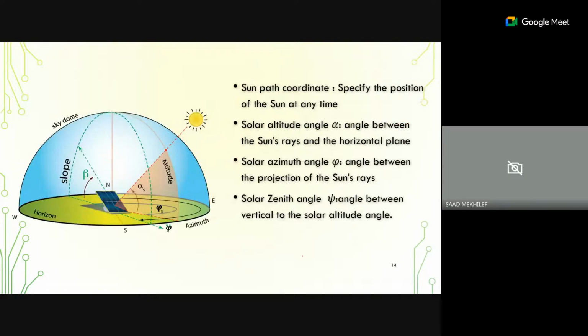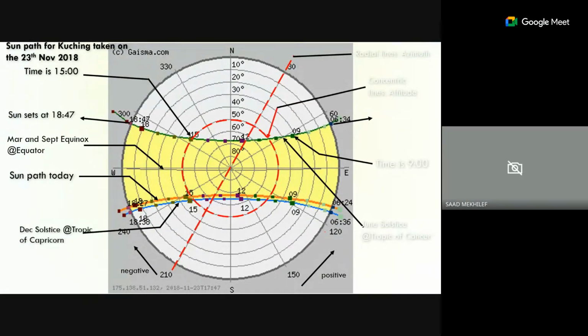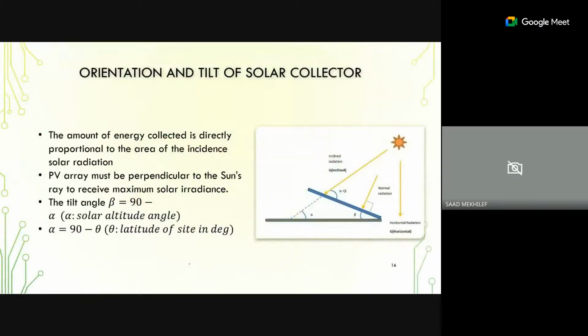And then, I think I mentioned this before, the solar path, which is actually the altitude and the azimuth. I think we have explained, and then we also talk about the beta, the tilt angle. And this is what you call the sun path, which we use to see the movement of the sun at different locations. For example, this is the location in Kuching on 23rd of November 2018. This is how the path of the sun moves for every location.